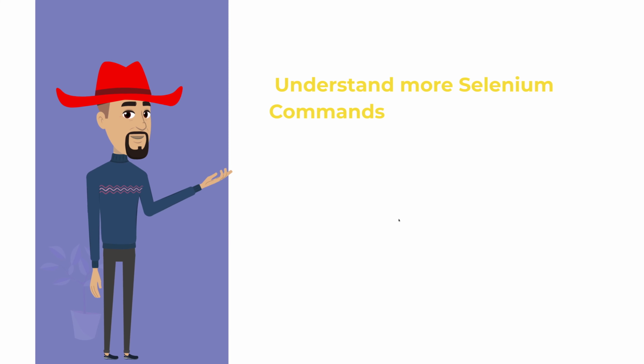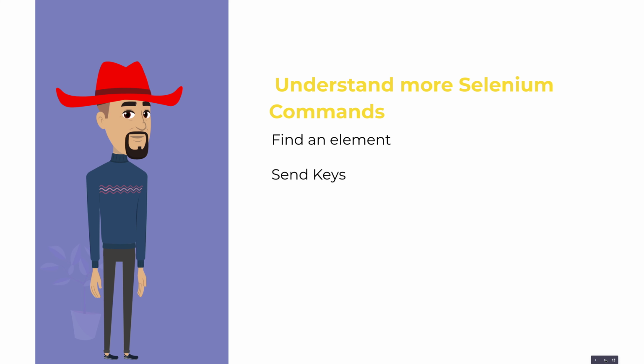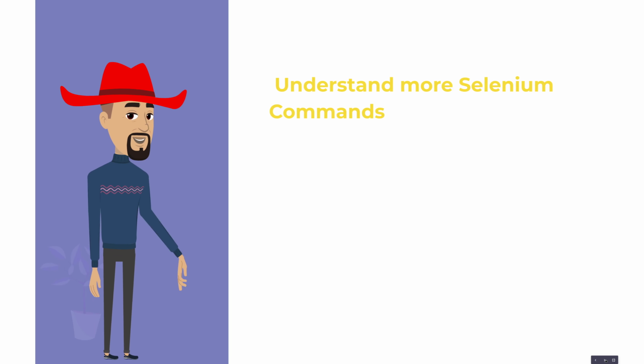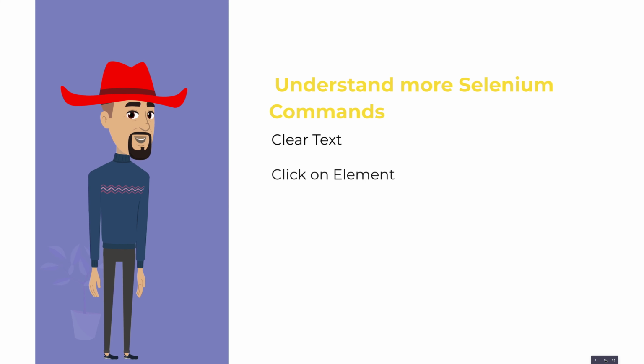In this video, we are going to see more Selenium commands and how they work internally in the Selenium WebDriver API. First, we'll see how to find an element, how sendKeys works internally, how maximizing the browser window works, and how to get the title of the window. Then we will see how you can clear the text box and how you can click on a particular element. We'll see how the API call for these happens behind the scenes.